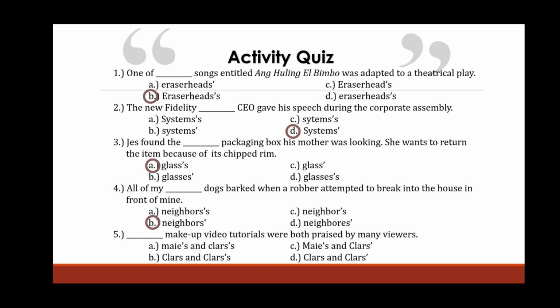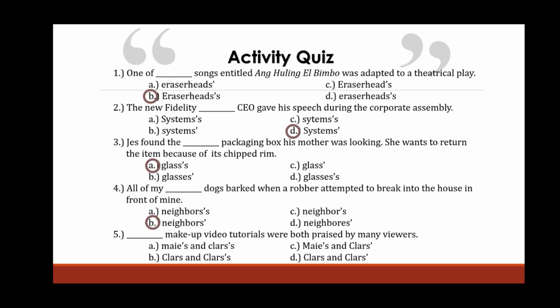Okay? Now we only have A and C. Since individual possession nga sila, so dapat kanya-kanya rin sila ng possessive form. So the possessive form of May is May's. And the possessive form of Clars is either Clarses or Clars with apostrophe.